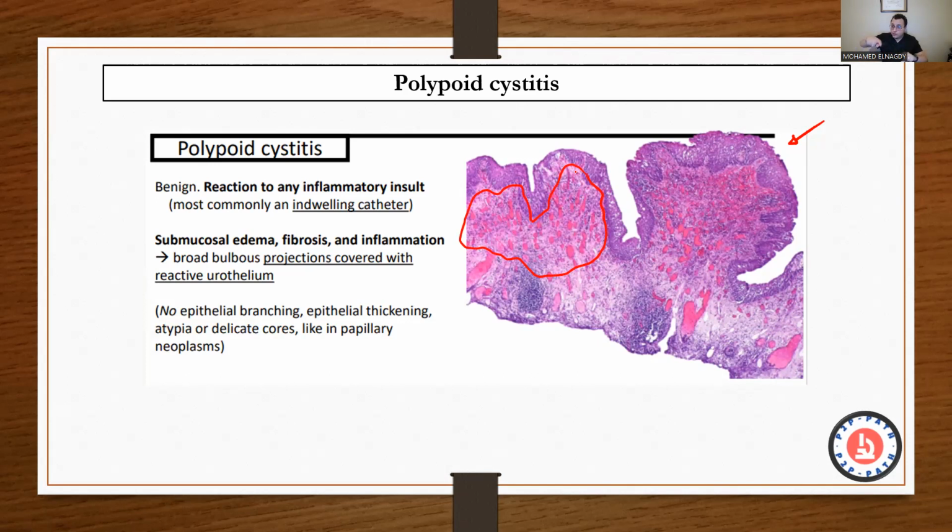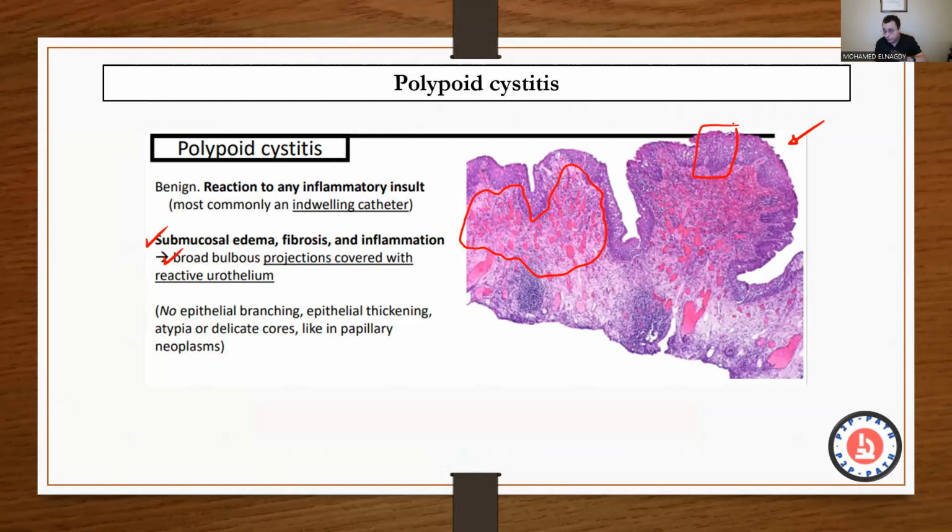So if you see this garden of roses and this polypoid architecture and chronic inflammation, we are dealing definitely with a case of polypoid cystitis. The polypoid cystitis is, as you see, submucosal edema, fibrosis, and chronic inflammation with lymphocytes, macrophages, and so on. And you have some broad bulbous projections covered with reactive epithelium. The epithelium here might be reactive to the point that you might suspect you're dealing with CIS, or carcinoma in situ, or anything.